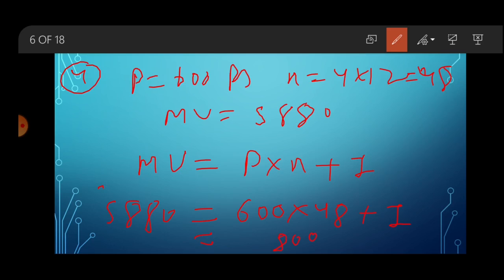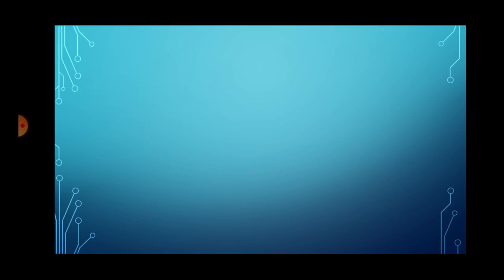So carry will be 4, 6 4s are 24, and it will become... sorry, there is a miscalculation. Actually this 5880 is not MV, it is your interest. So I will have to recalculate all the things. That is your interest. So this is not the formula we will be using here. Now I will use the exact formula on the next page.